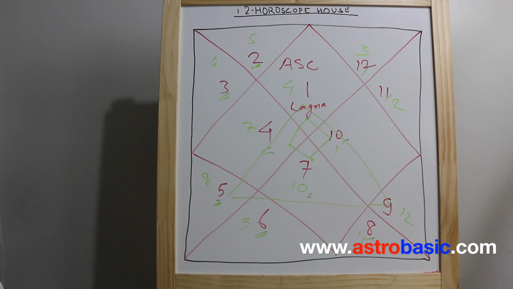And 1, 4, 7, 10 are called the Kendra houses, the square, that is Vishnu Sthan. When these 2 houses combine with any planet related to them, then we say that it is Raj Yoga. So this is one form of Raj Yoga. We will see these things in more detail in upcoming videos, but right now I just wanted to tell you what the houses are and how they are grouped.